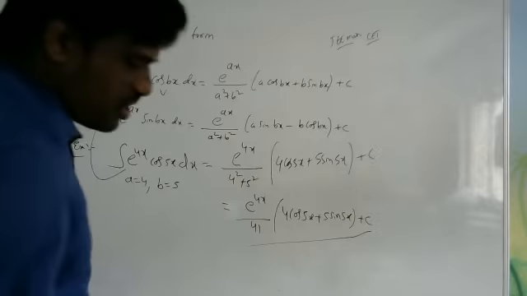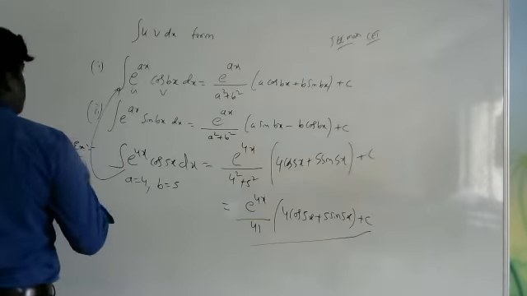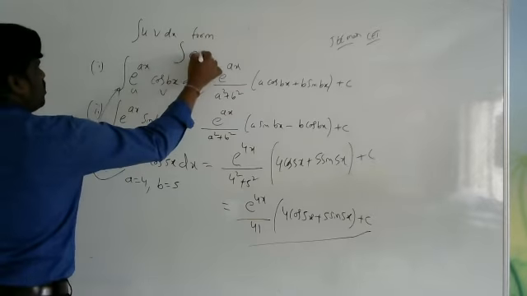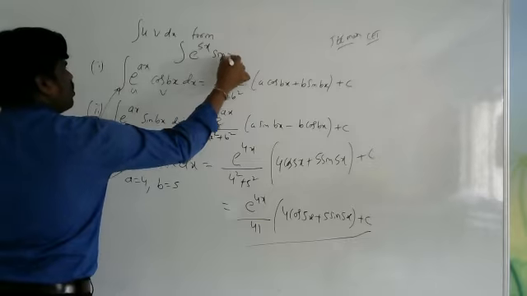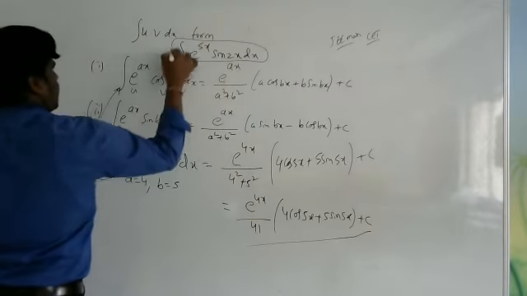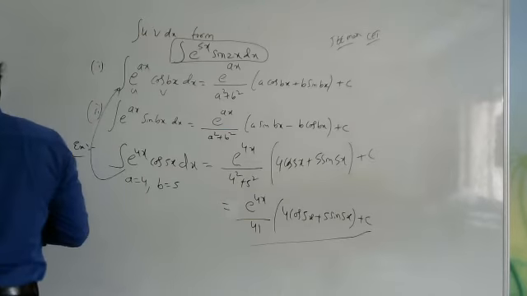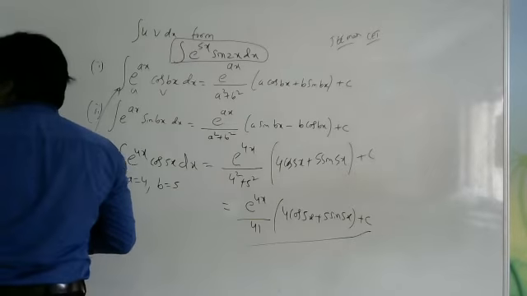Okay, you do one question also. You do the question. Integration e to the power of 5x sine 2x dx. What is the answer for this? Integration e to the power of 5x sine 2x dx. Okay, do it.